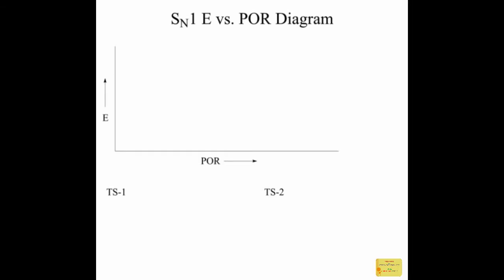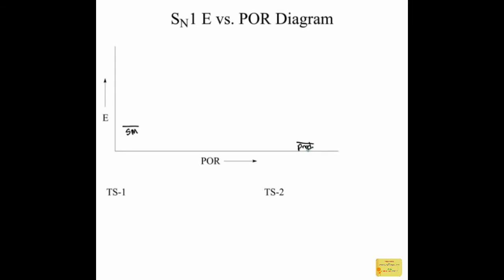So how about the energy versus progress of reaction diagram for this reaction? We're starting, again, at some combined energy for our starting materials, our nucleophile plus our alkyl halide. And when we're all done, our products are going to have some combined energy that will typically be lower in energy because it's a favorable substitution reaction.